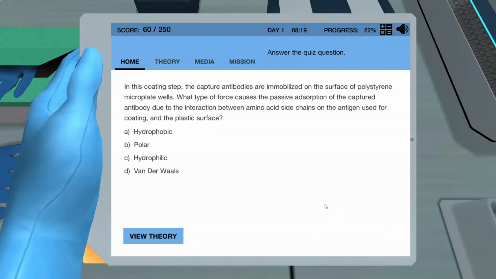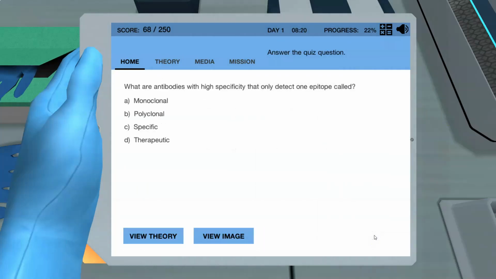In this coating step, the capture antibodies are immobilized on the surface of polystyrene microplate wells. What type of force causes the passive adsorption of the captured antibody due to the interaction between amino acid side chains on the antigen used for coating, and the plastic surface? What are antibodies with high specificity that only detect one epitope called?